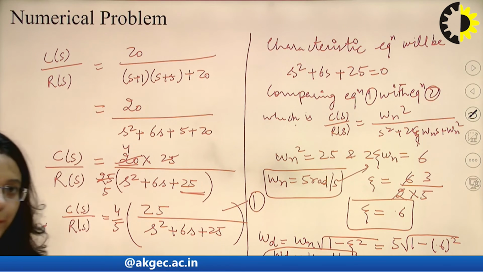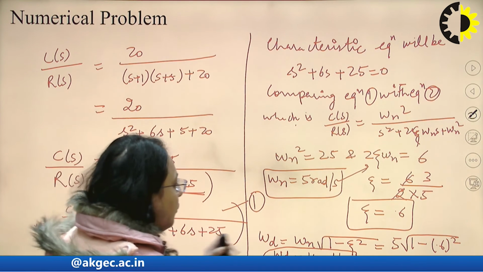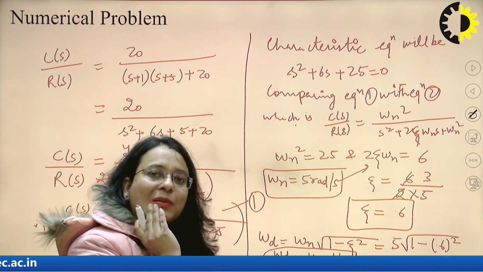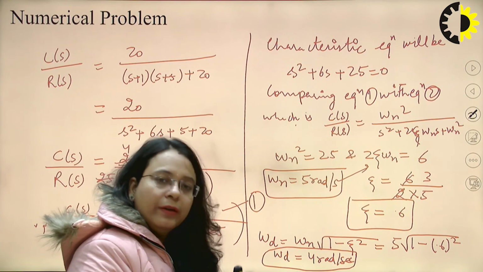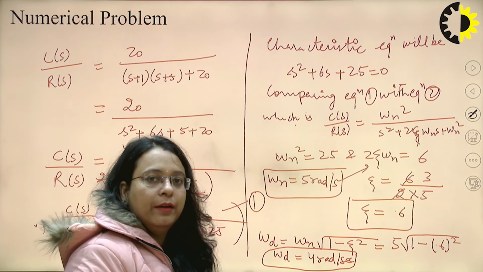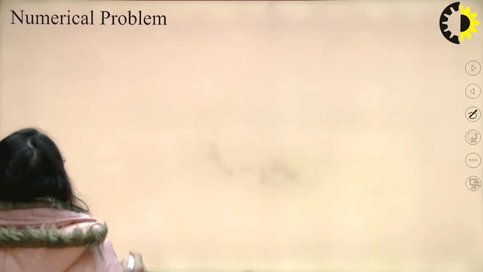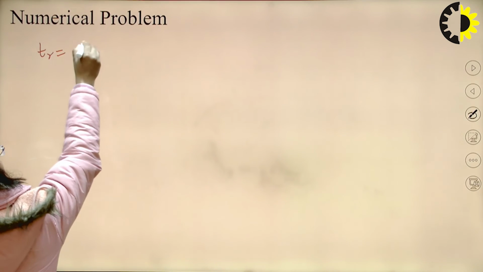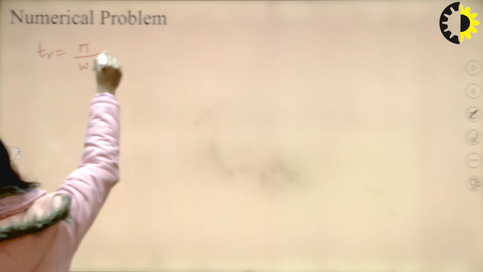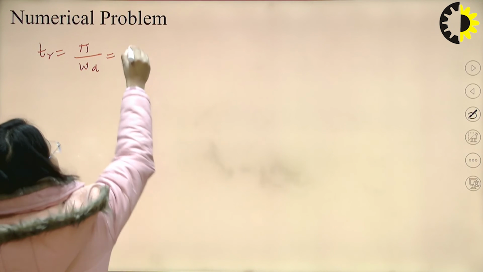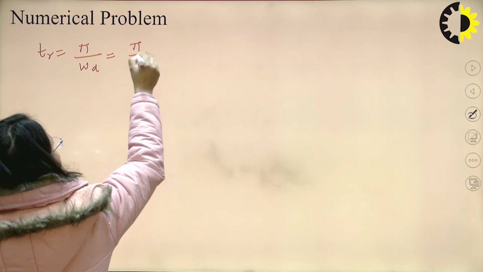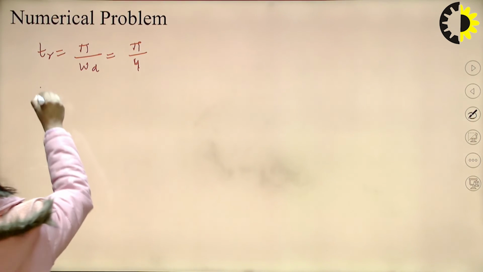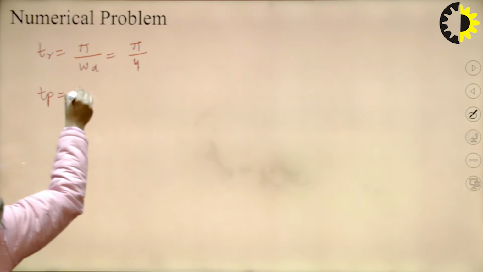Since zeta is known as the damping ratio, we can also calculate the value of damping factor, which is zeta into omega n. Now I'll calculate the value of the rise time, which is pi upon omega d. And what is the value of omega d here? It is 4, so pi by 4.